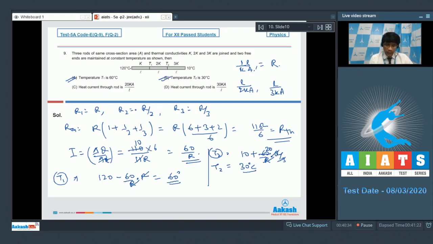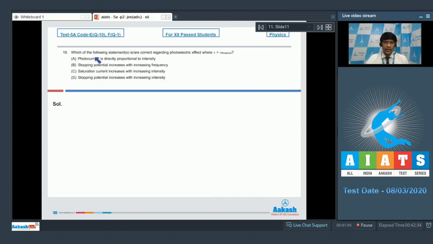Heat current through rod is 20 kA divided by L. How much was the heat current effectively? It is 60 divided by R. Fine. So 60, and R was L divided by kA. So it is 60 kA divided by L. So options C and D are both actually wrong. So we are getting finally A and B as the correct answers for question number 9. Let's proceed to the next question now.